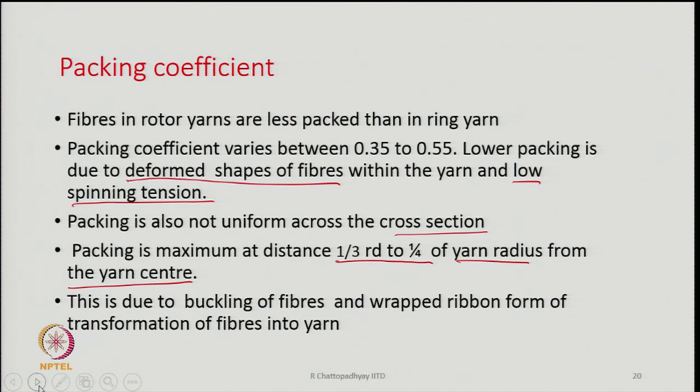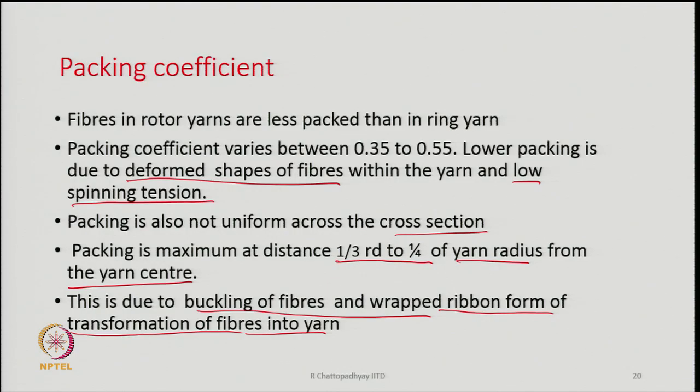And this low packing is because of the buckling of fibers and possibly the wrapped ribbon form of transformation of fibers into yarn. So, the twisting process has been described by Hearle that it could be wrapped ribbon type of twisting, depending upon the spinning tension under which the bundle of fibers, a ribbon of fibers, is actually twisted.